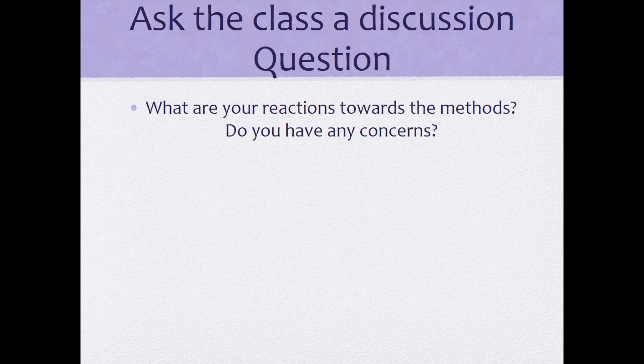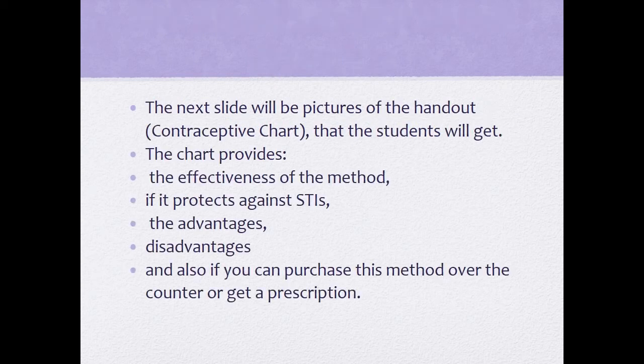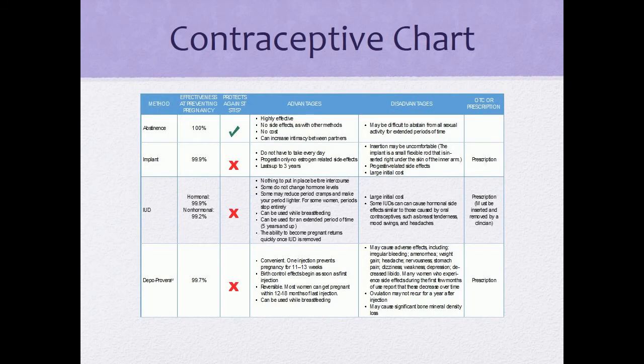Ask the class a discussion question. What are your reactions towards the methods? Do you have any concerns? The next slide will be pictures of the handout contraceptive chart that the students will get. The chart provides the effectiveness of the method, if it protects against STIs, the advantages, disadvantages, and also if you can purchase this method over the counter or get a prescription. Contraceptive chart. These charts also give information on other methods that students might find interesting.